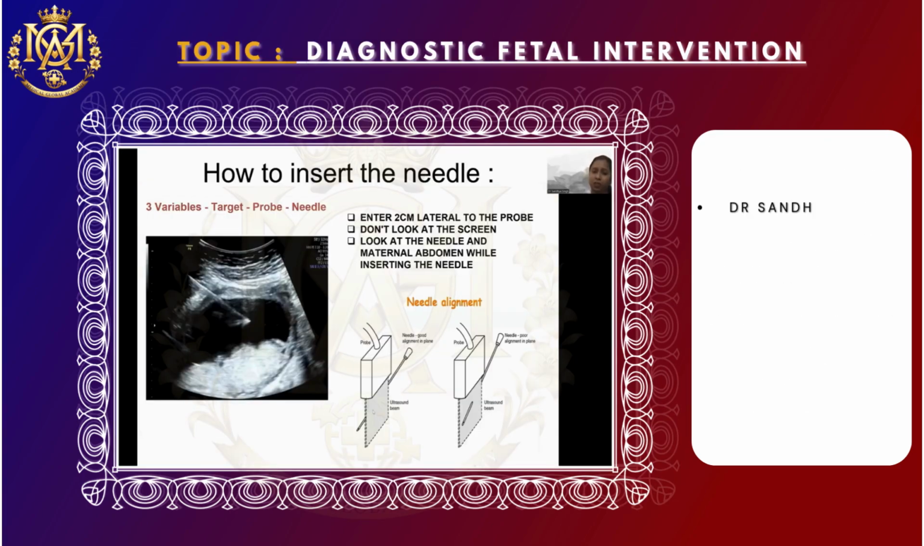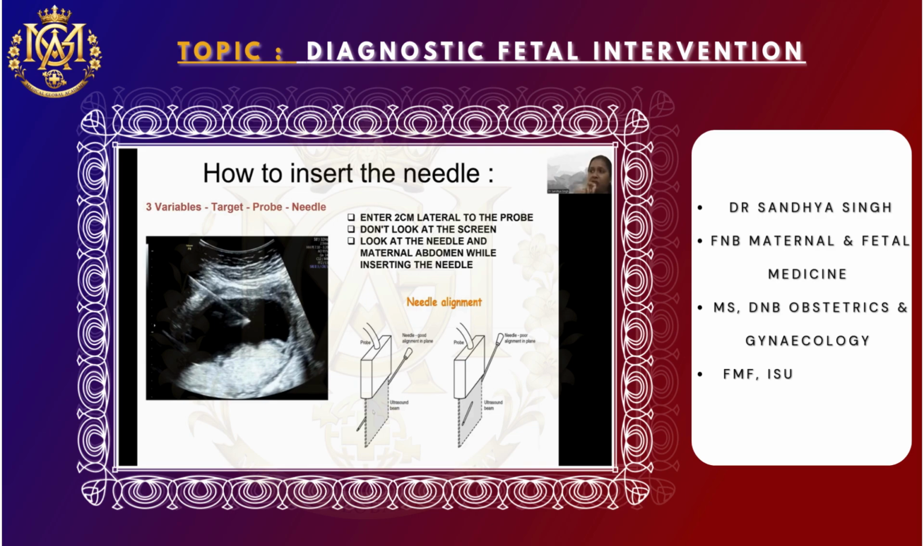Now, how to insert the needle? Two centimeters lateral. Always look at the probe, don't look at the screen. Look at the mother's abdomen. You have decided everything, which is the point where you want to enter. At that particular point, put your probe, and the needle two centimeters lateral to that. Insert the needle. It should not be a hesitating movement. It should be one single straight prick. You should go down, and always keep the needle in vision.